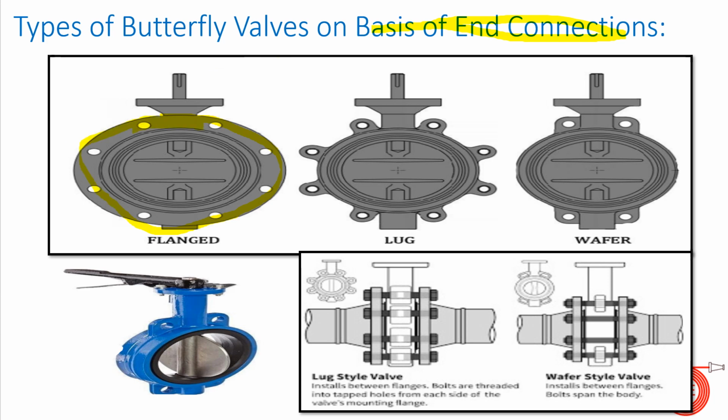There will be flanges, and the other flanges are mounted on the pipe, and we will have this flange to flange connection on both ends. So this is your flange type butterfly valve.